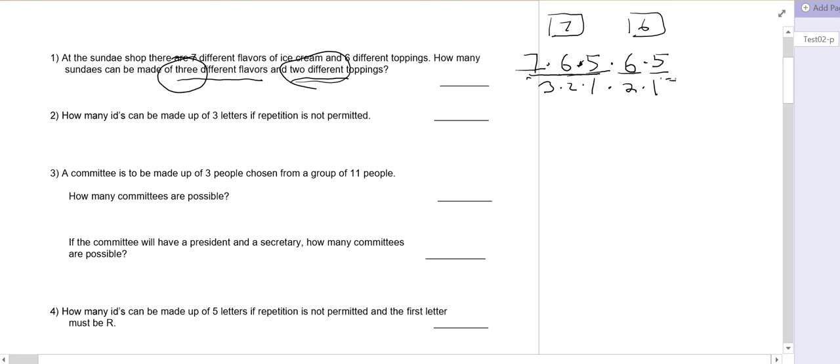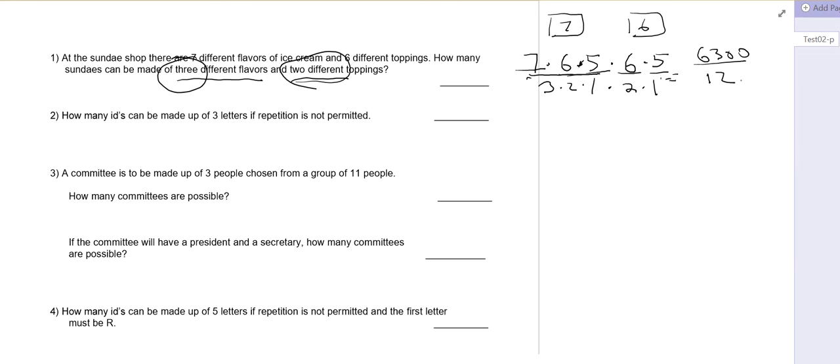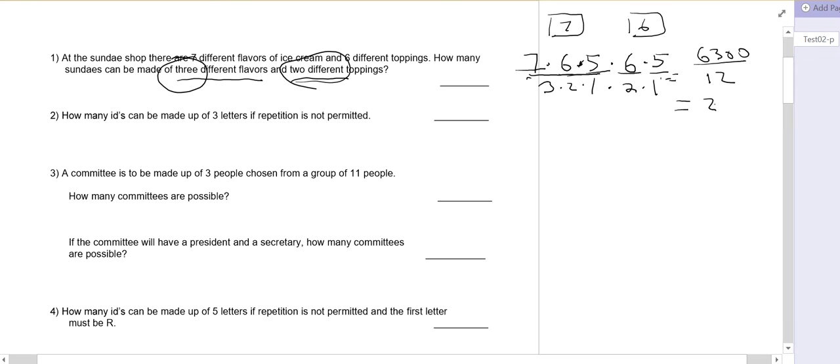So you can multiply the top numbers together, and if I'm correct, you're going to get 6,300. You multiply the bottom numbers together, 6 times 2 is 12. If you do your math, you will get 525. So that's the first one. Okay? Moving on to the second problem.